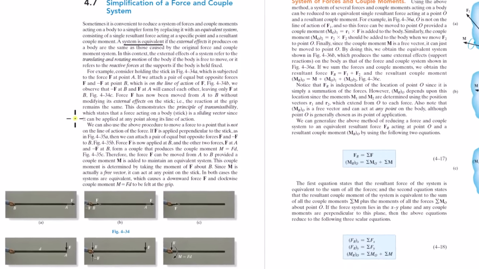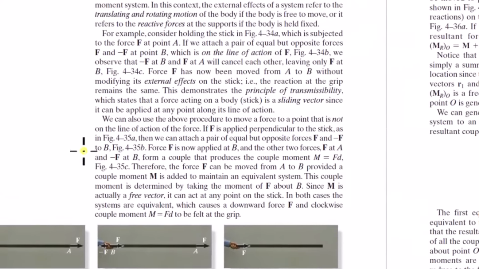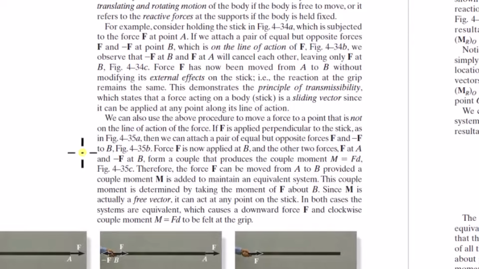Okay, so we talked about how you can slide a force. A force is a sliding vector. That's what the principle of transmissibility is about. If a force or a moment vector can slide, then it's transmissible. We can also use the above procedure to move a force to a point that is not on the line of action of the force. Okay, wow. That's very interesting. Think about what this just said. There's a way that we can move a force to a point that is not on the line of action of the force.